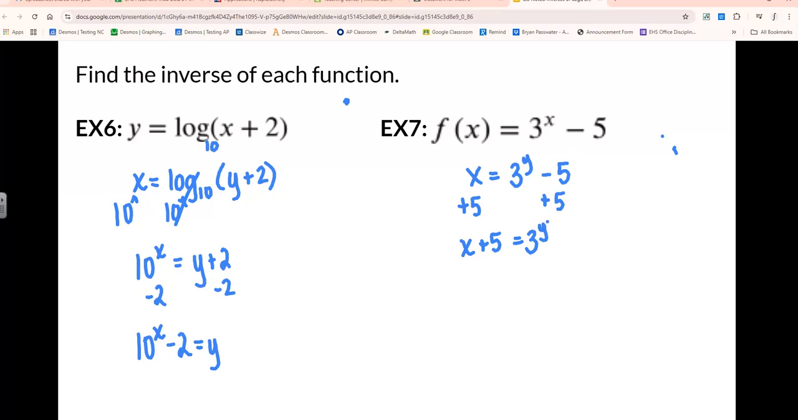Okay. What do we got to do to get rid of that 3? Log base 3. And so, log base 3 of x plus 5 equals y.